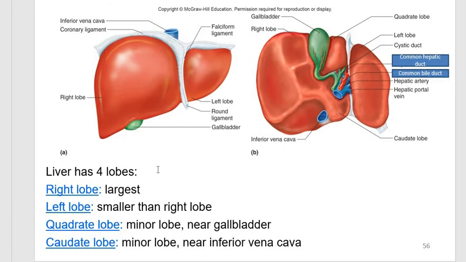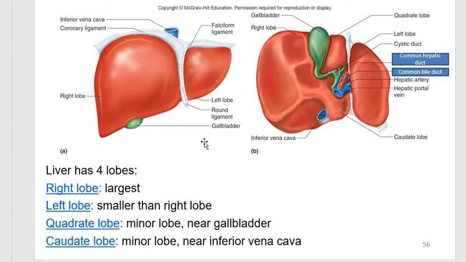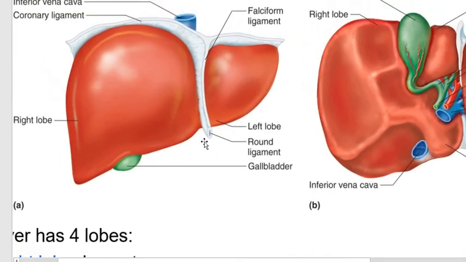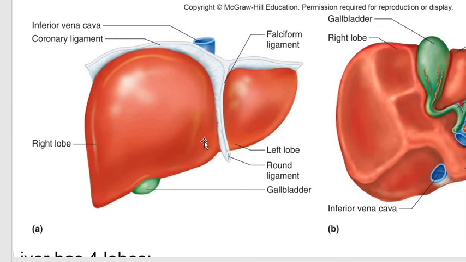Okay, so this is something I could ask you in a picture. I could ask you to identify the lobes of the liver, and you see in these images you can see them labeled. This is just a front view, an anterior view, and you can see the huge right lobe and the little left lobe, that little tiny left lobe off to the side, right?